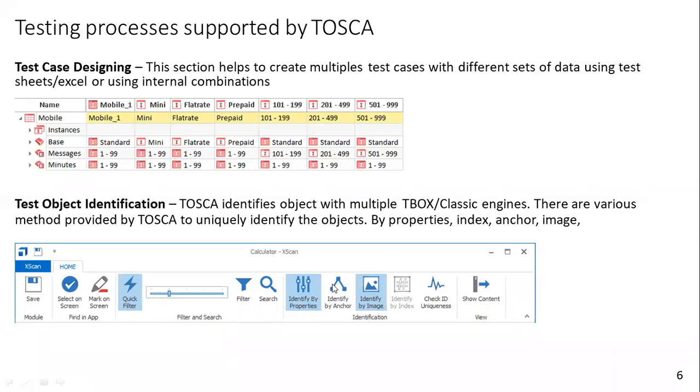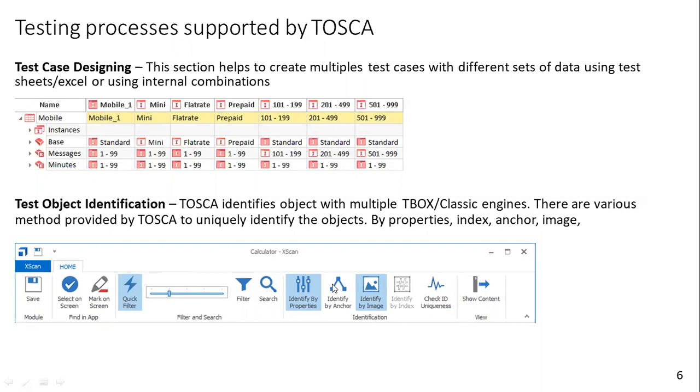So, will, yeah, go ahead. You mean to say that once we create the test case, once we design the test case, we can opt for any of these identifications like properties or anchor, and we can assign that to that particular test case, right?